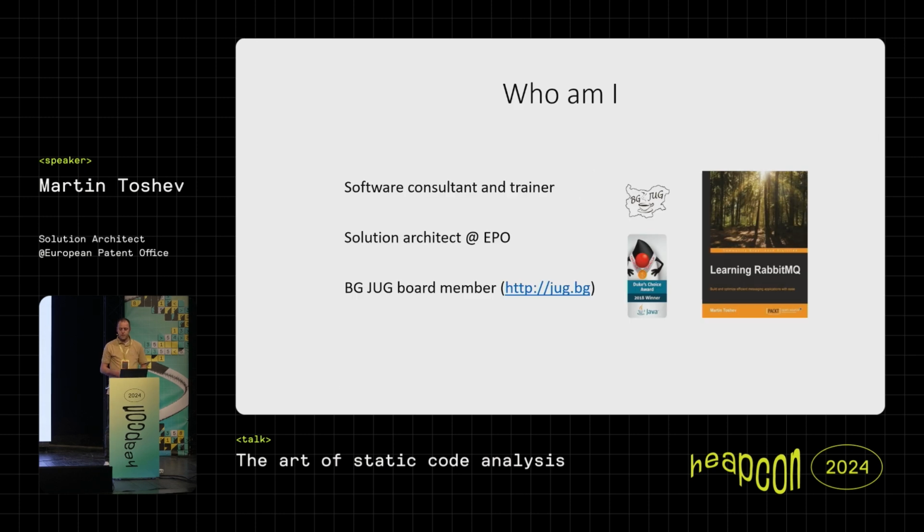But just before we start, a few short words about me. My name is Martin, as he already introduced me. I'm currently a solution architect at the European Patent Office, and I'm also one of the guys that helps run the events of the Bulgarian Java User group. And I also have a book about RabbitMQ if you're interested in that topic.